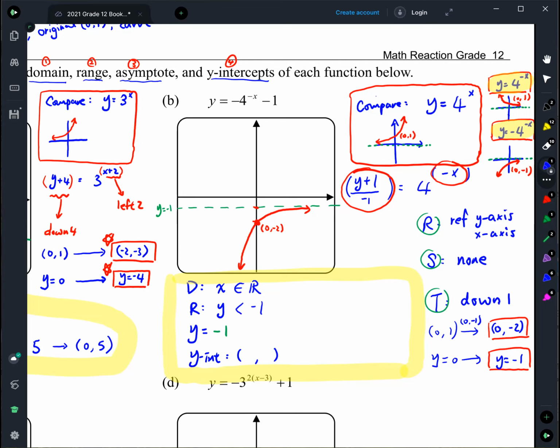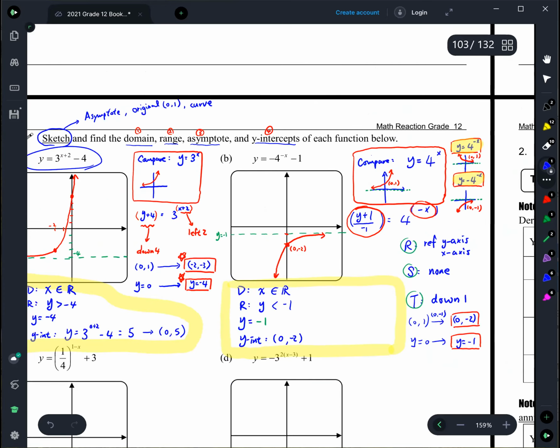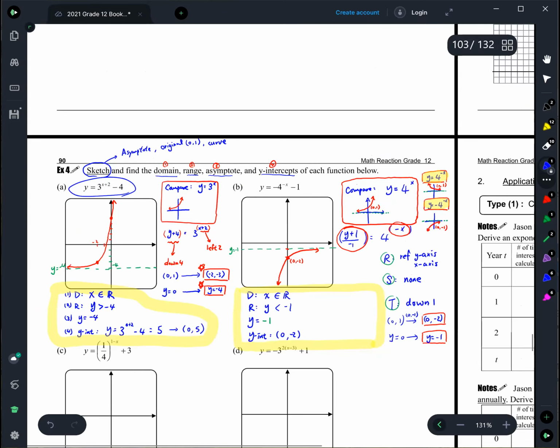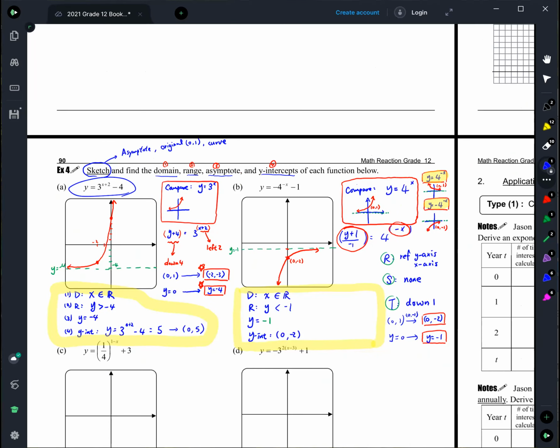Okay, y-intercept. Lily, do you have the y-intercept? Is it just (0, -2)? Yeah. Okay, so this just happened to be the same as our special point. If it's not the same, if it's something else, then you need to do what we did before, like question A. You plug in x equals 0 to find it.